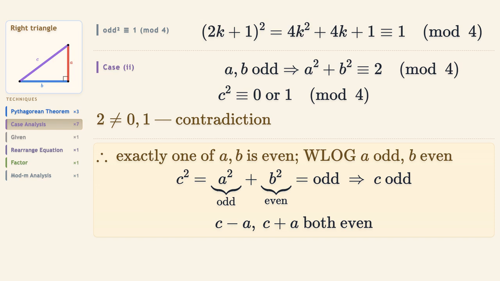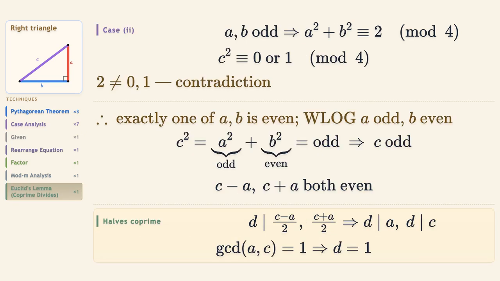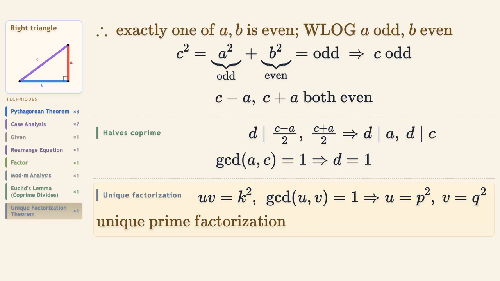And c minus a and c plus a are both even. If d divides both halves, d divides their sum c and their difference a. But the triple is primitive, so the greatest common divisor of a and c is 1. Therefore, d is 1.